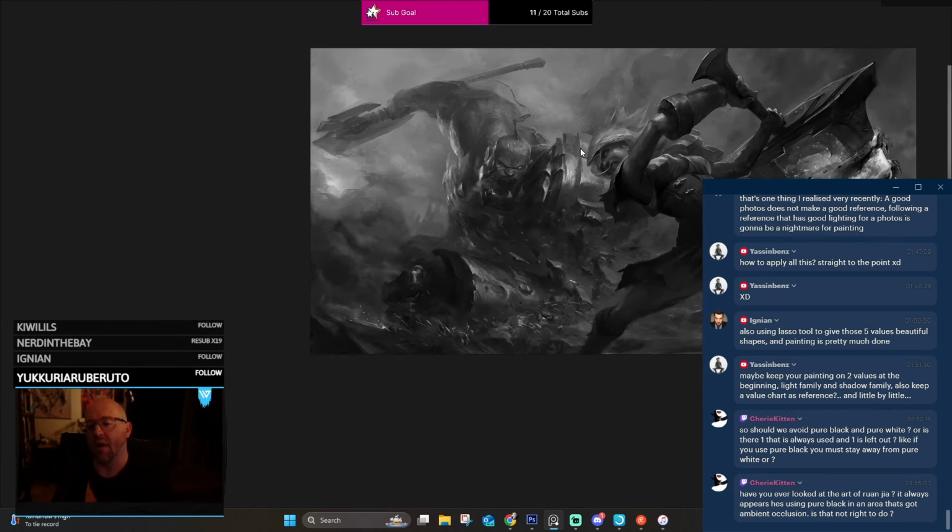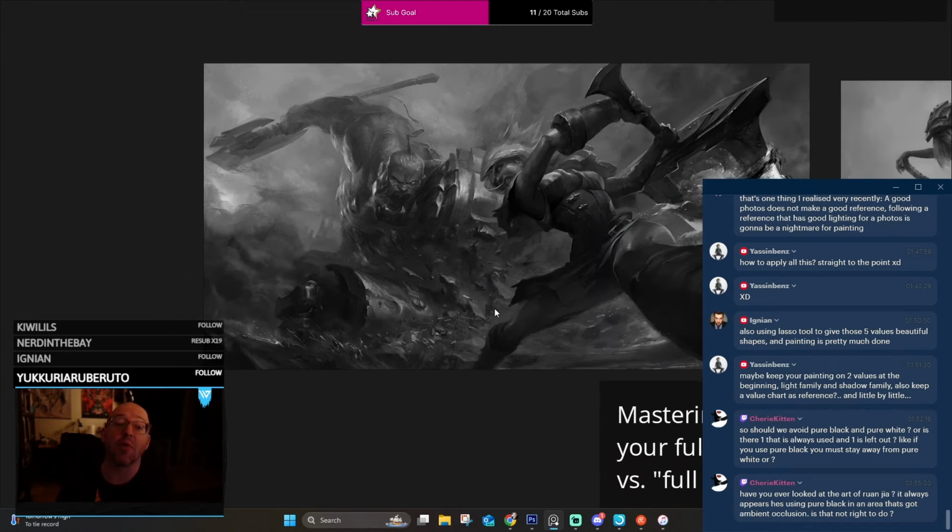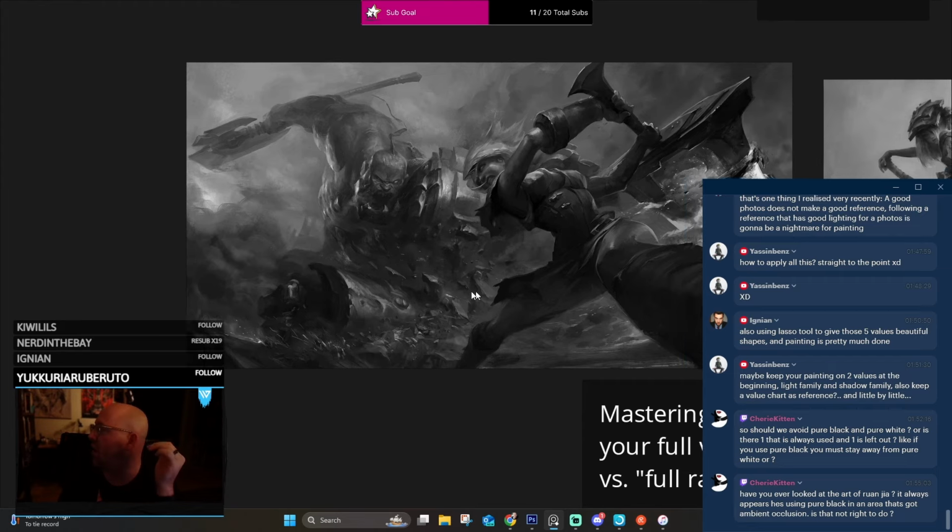So, yes, that's got ambient occlusion. Is that not right to do? You can. Ron Jaw does it. He has quite a great successful career, so far be it from me to... But yeah, there's a reason why. It's not that he uses pure black or pure white and it's the wrong or right thing to do. Just ask yourself, why did they do it? Why is pure black the right call there? You know what I mean?